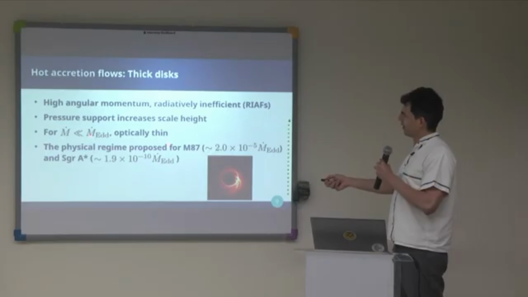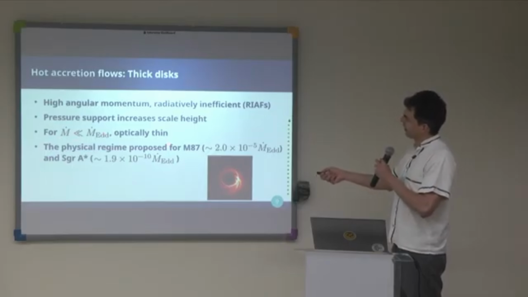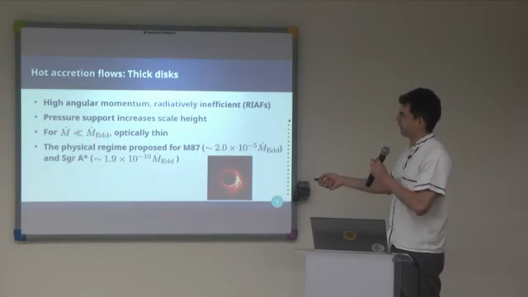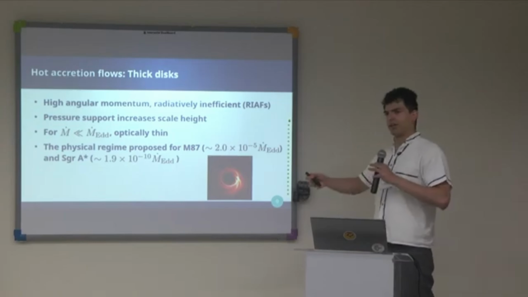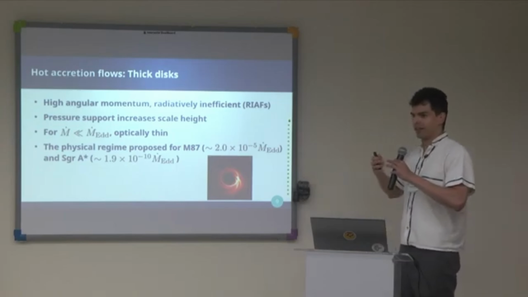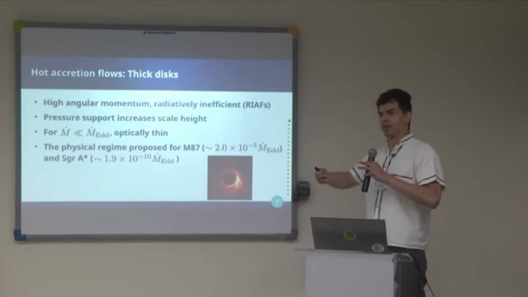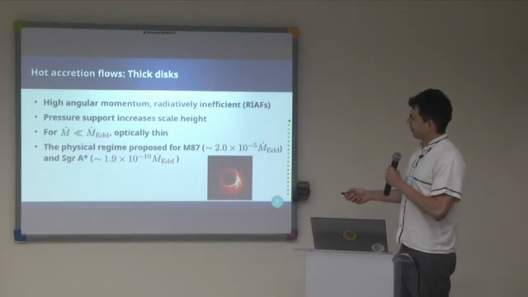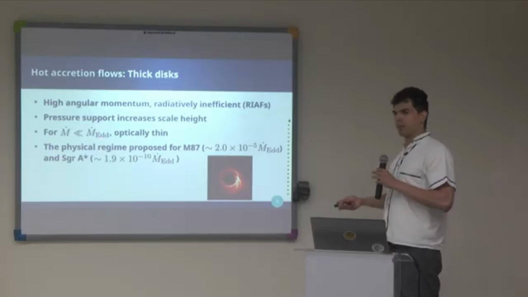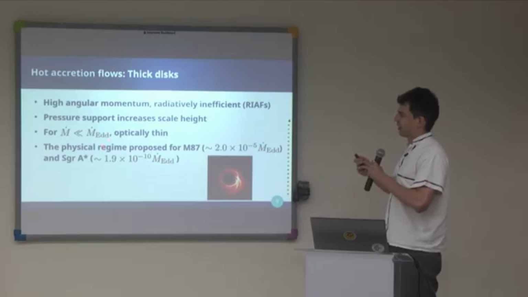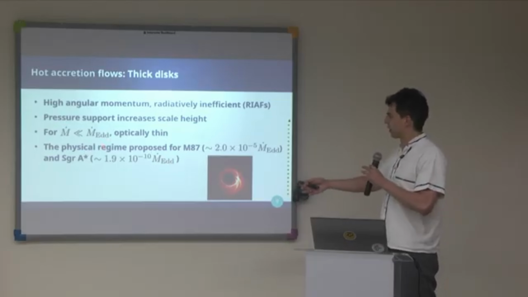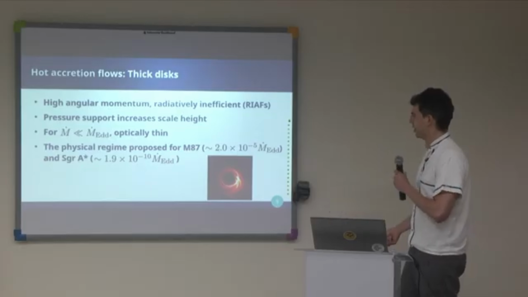So the optical thickness in general will depend on the relation between the actual mass accretion rate and the Eddington accretion rate. The Eddington accretion rate is a critical value of the accretion rate for which the plasma starts to be stopped by radiation pressure that is produced by the same accretion flow. So it is a number that depends on the mass of the black hole and is used to parameterize how important radiation is for these accretion flows.